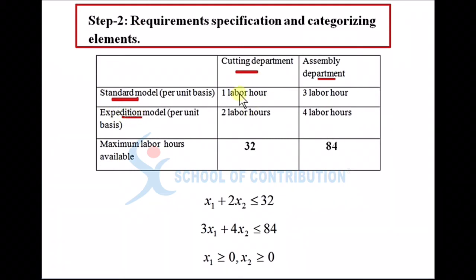From the problem we see that the standard model requires 1 labor hour from the cutting department and 3 labor hours from the assembly department, and the expedition model requires 2 labor hours from the cutting department and 4 labor hours from the assembly department. And the maximum available labor hours for the cutting department is 32 and for the assembly department is 84 labor hours.